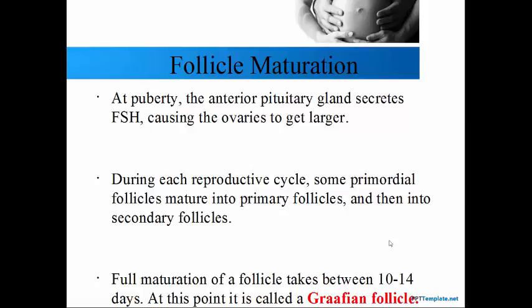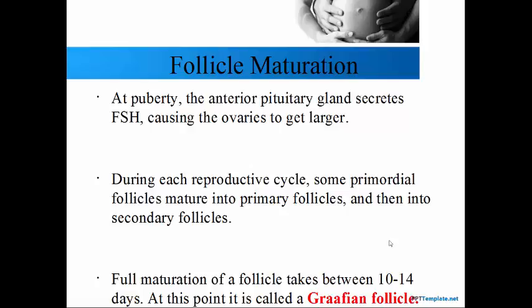See, at puberty, the anterior pituitary will secrete the FSH, the follicle stimulating hormone, that we talked about earlier in the course. This is what will cause ovaries to get larger. So the name tells you what that hormone is doing. Follicle stimulating hormone. It is stimulating the follicles.